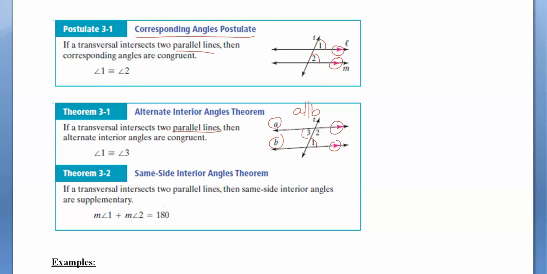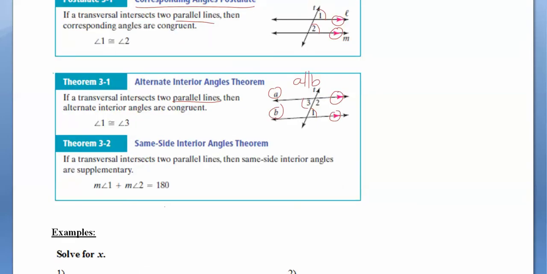And then you have something called the same side interior angles theorem, which says if a transversal intersects two parallel lines, then same side interior angles are supplementary. And so what we saw was, like, if this is 100, this is 100. But since 3 and 2 were supplementary, that would be 80. That makes these supplementary. 80 plus 100 is 180.